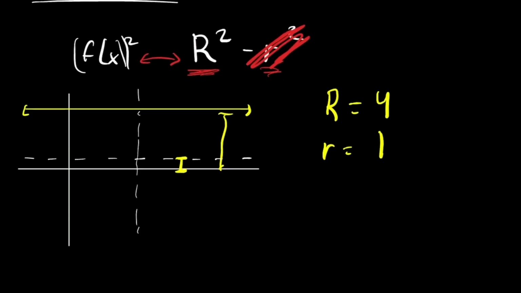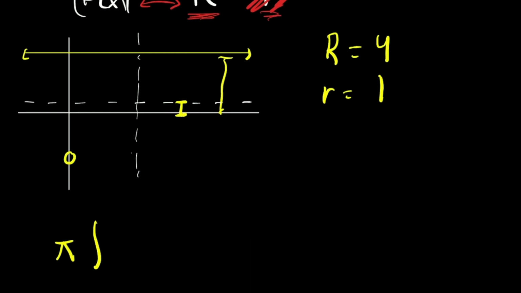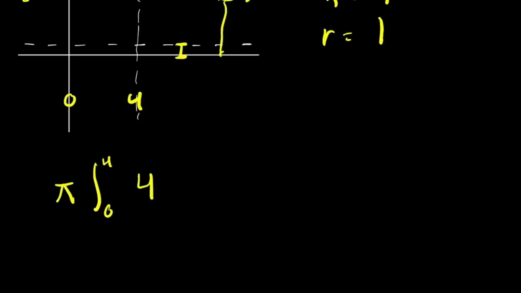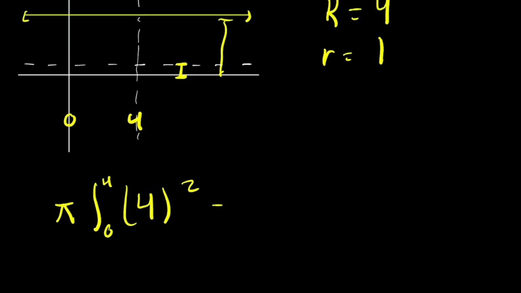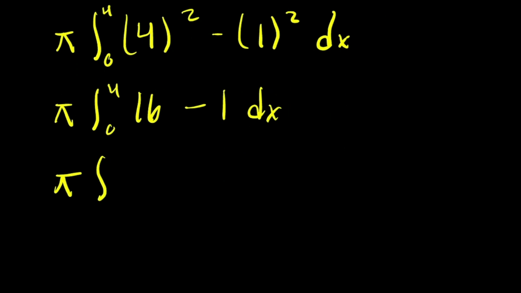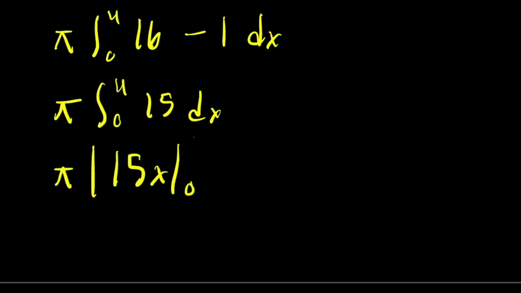All right, so now we have all the things that we need, so we can just write our formula down. It's from 0 to 4, I believe. So 0 to 4 of big R squared, 4 squared, minus little r squared, 1 squared, dx. So we have integral 0 to 4, 16 minus 1 dx, pi times the integral of 15 dx. And now we're back to simple calculus. We've got pi times 15x from 0 to 4. Plug in our bounds, and we just get 60 pi.